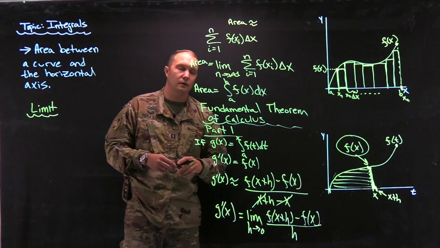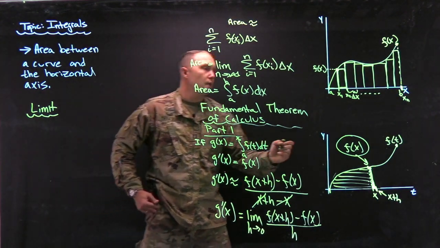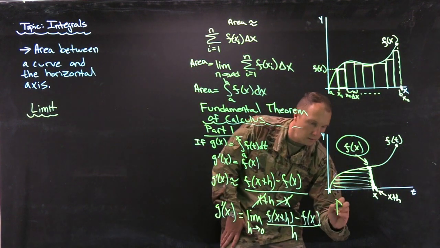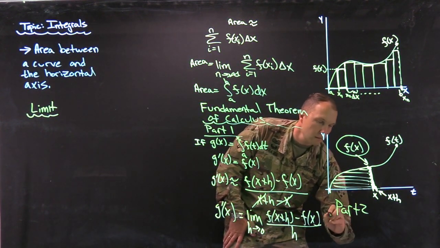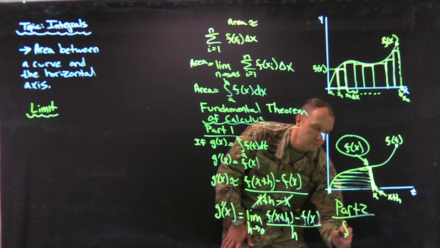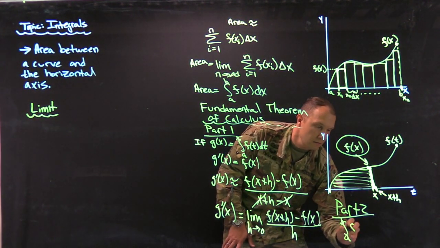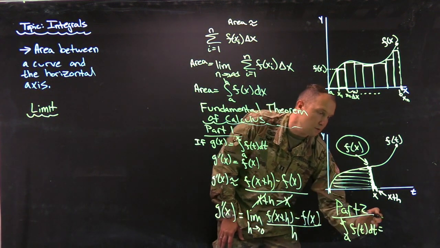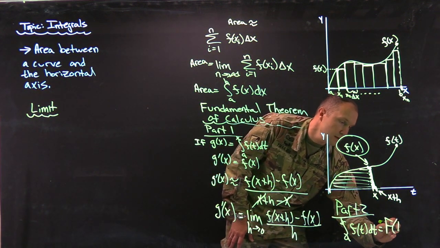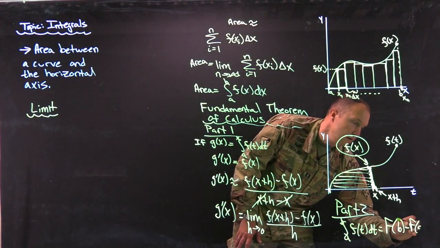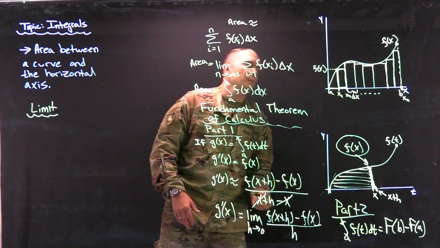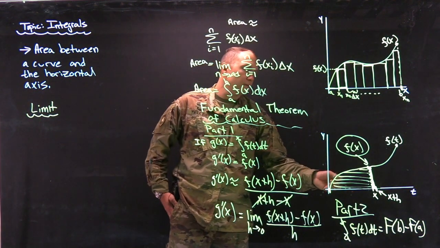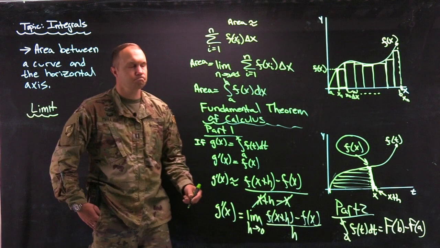So fundamental theorem of calculus part 2 gives us that the integral from a to b of f of t dt is simply equal to what we denote as big F of b minus big F of a, where big F represents what we call the antiderivative of the function f of x.